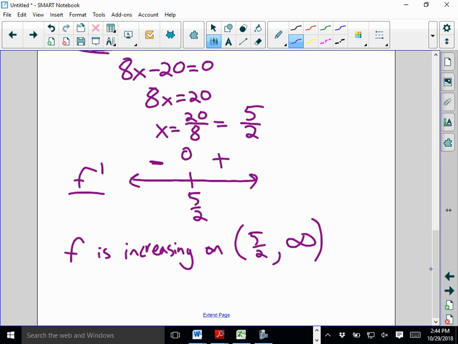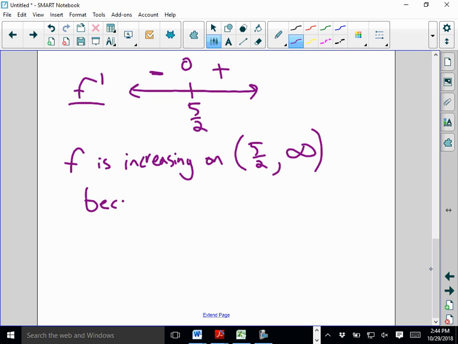A sign chart alone isn't enough for a justification. We need words. F is increasing on 5/2 to infinity because that is where, now again, don't say that that is where it is positive. Say that is where f prime is positive. And easier than saying f prime is positive, I write f prime of x is greater than 0. Okay. Oftentimes our justification is just like we immediately can find our justification because it's what we're trying to do to solve the problem. Okay?